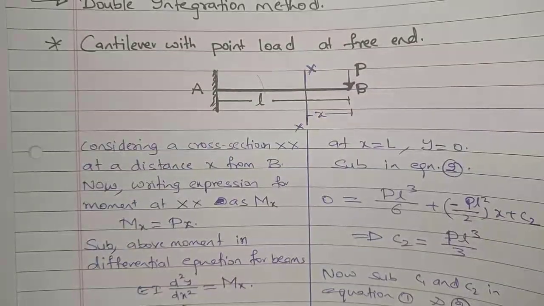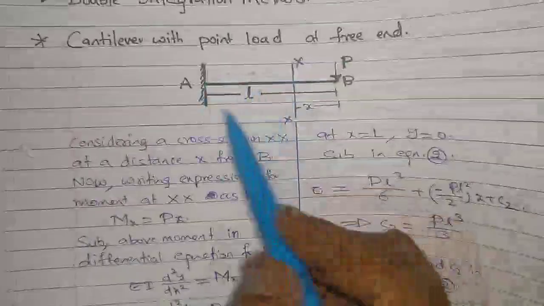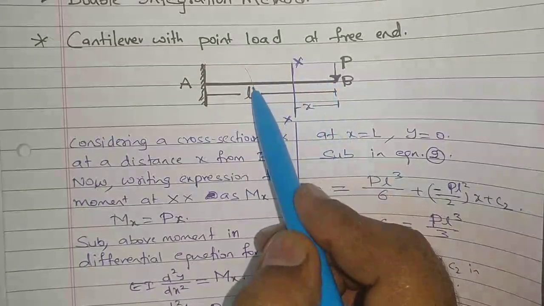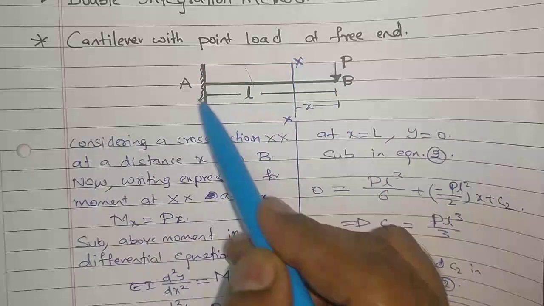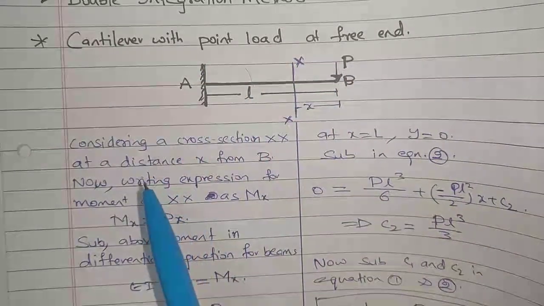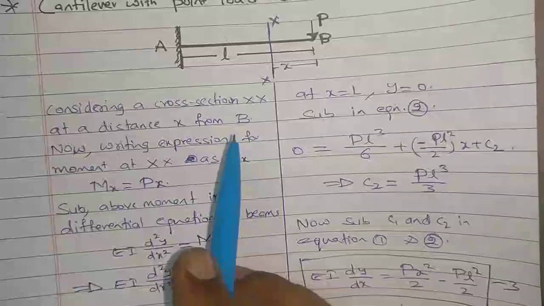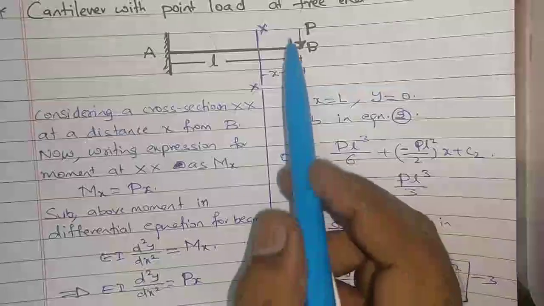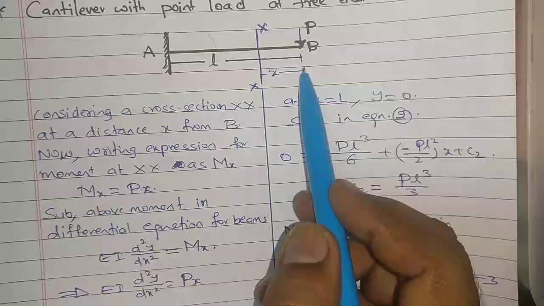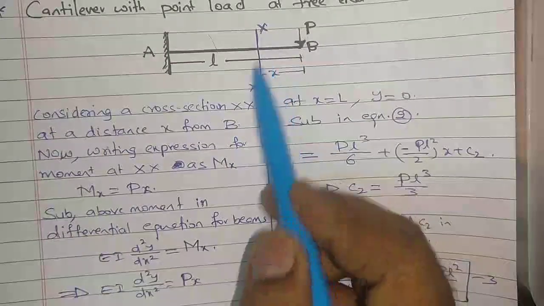See here what steps we have. This is the problem, cantilever subjected to point load. So we need to find the deflection at any point in this beam. What we do is, from the double integration method, first of all we'll consider one cross section at a distance x from point B.